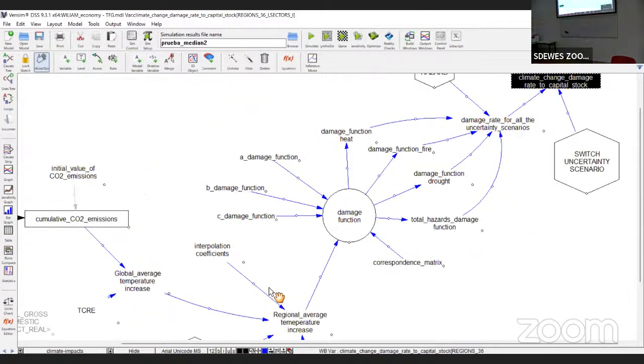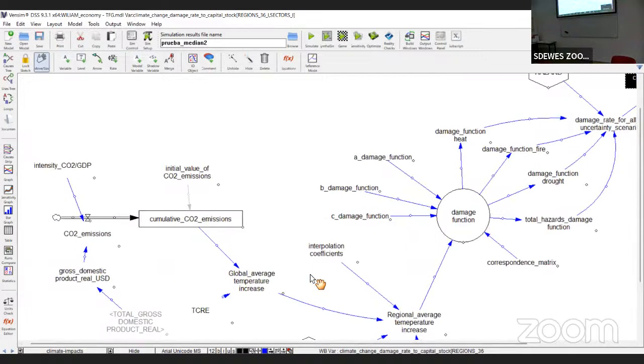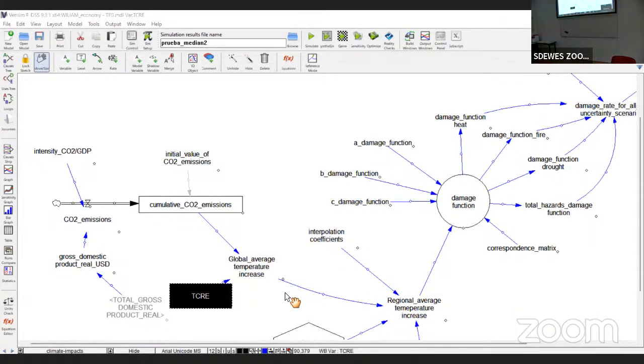And we have modeled here a very simple impact module in which we model the temperature as follows. Depending on GDP, we model in a very simple way the CO2 emissions with an intensity of CO2, a ratio of CO2 to GDP, which is exogenous, and we calculate the cumulative CO2 emissions. Depending on this stock of cumulative CO2 emissions, we calculate the temperature with this exogenous parameter, a sensitivity of the temperature to emissions. Yes, temperature climate response, exactly.